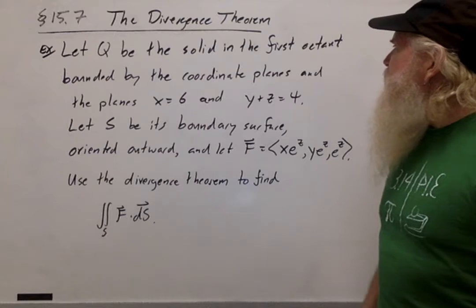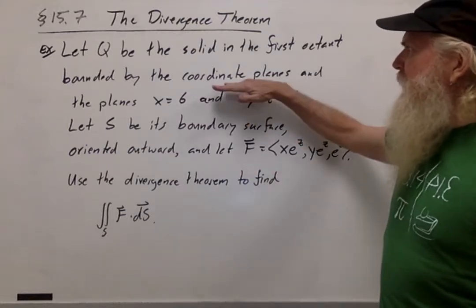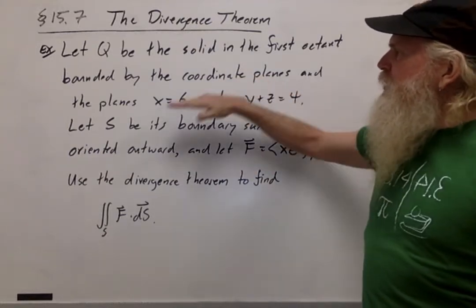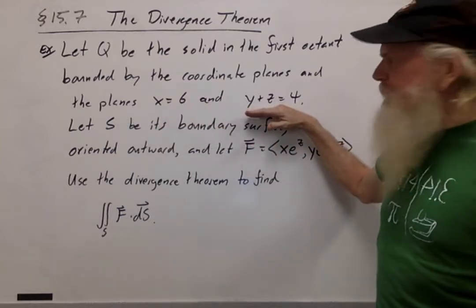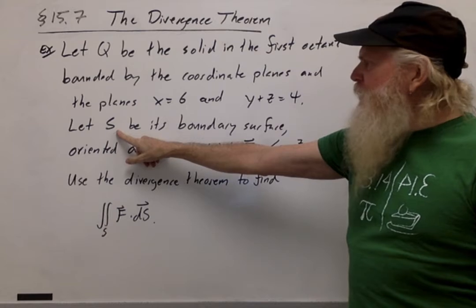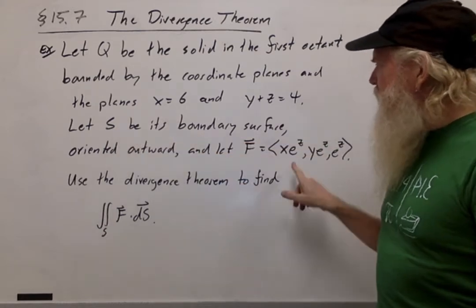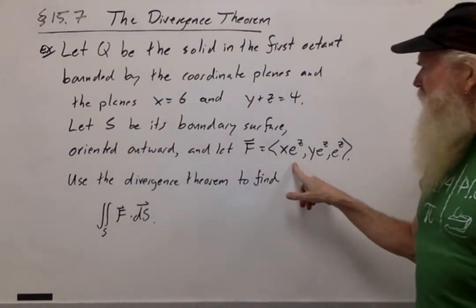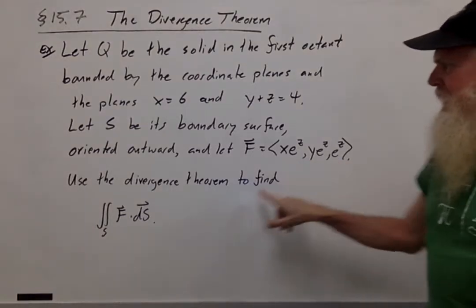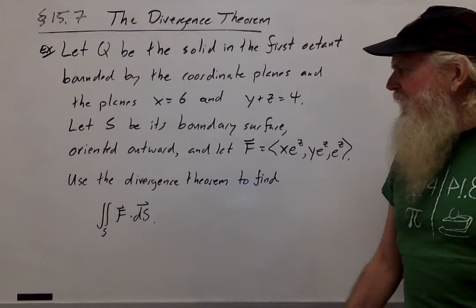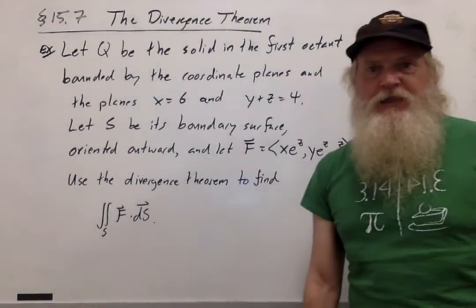Let Q be the solid in the first octant, which is bounded by the coordinate planes, and also by the planes x equals 6 and y plus z equals 4. We're going to let S be its boundary surface oriented outward, and we're going to let F be the vector field x e to the z, y e to the z, and e to the z. And we want to use the divergence theorem to find the integral over the surface.